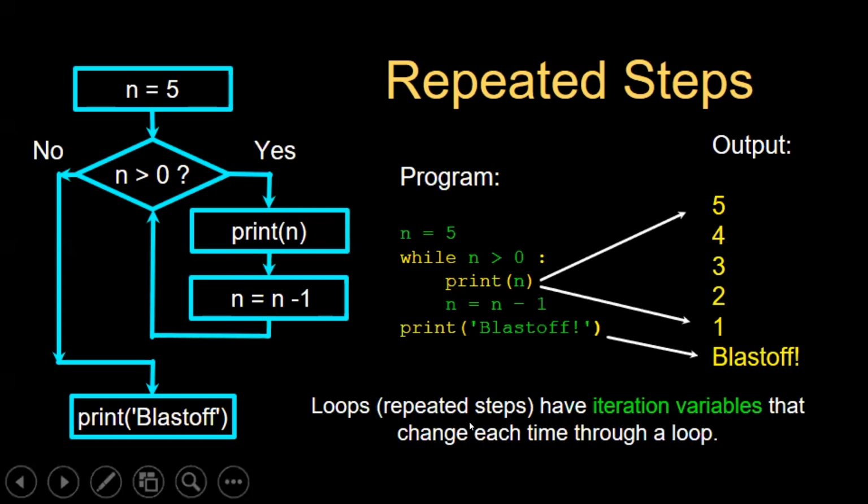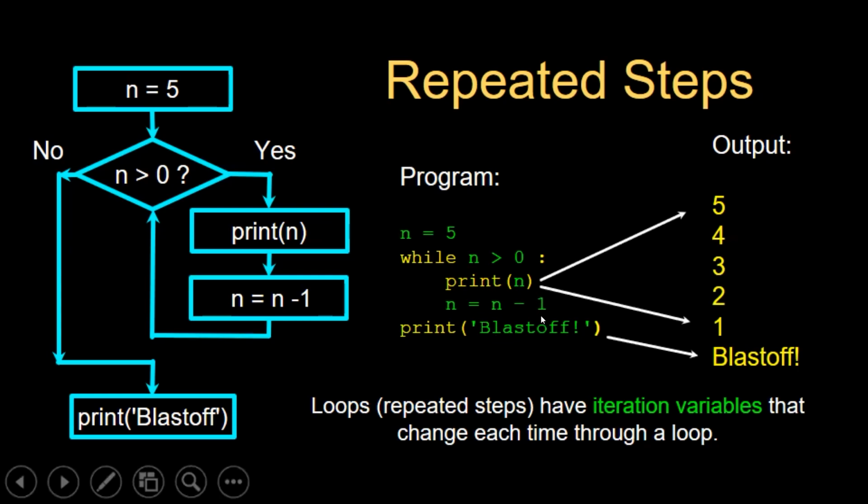So loops or repeated steps have iteration variables which change each time through a loop. Okay? So yung value ng variable, nag-change siya depende sa command. So for this case, we have n minus 1. So that is 5 minus 1, and so on. So it will become 4 in the first loop. And then, pag greater than 0 pa siya, print niya is 4. Then mag-minus again siya, so 4 minus 1, 3.